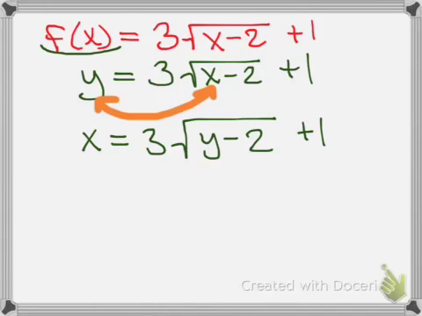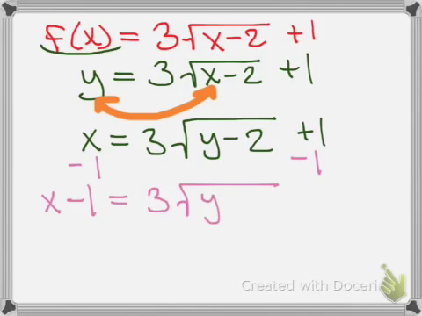Now once I've made that switch, I can go ahead and start trying to solve and figure out what y equals. And by solving this, I'm just isolating y. So I'm undoing all the things that have already been done to y to get y all by itself. And so if I'm looking at the right-hand side, the first thing I want to undo is the plus 1 that's over here by subtracting 1 from both sides. And so on the left-hand side, I end up with x minus 1. And on the right-hand side, I have 3 times the square root of the quantity y minus 2.